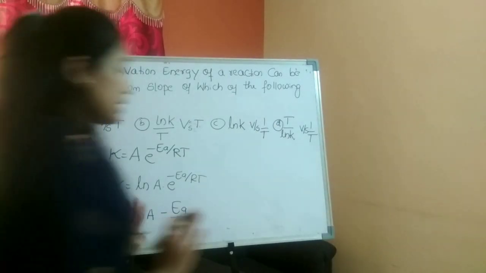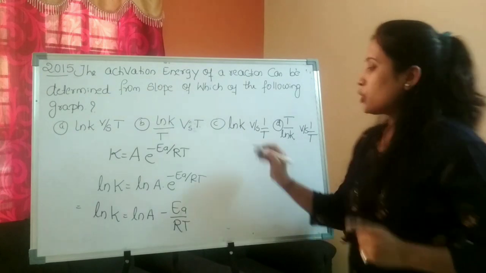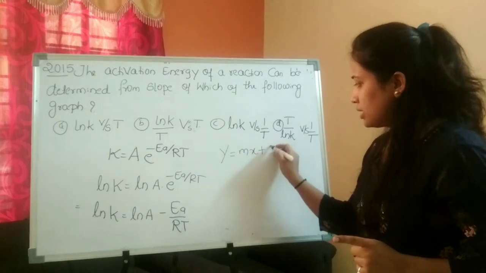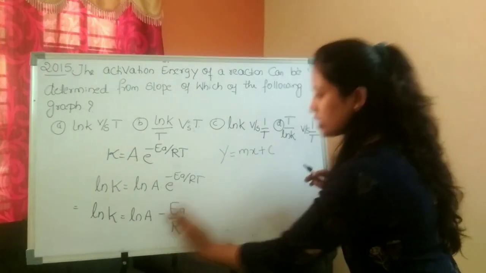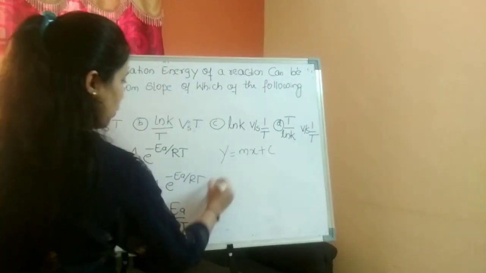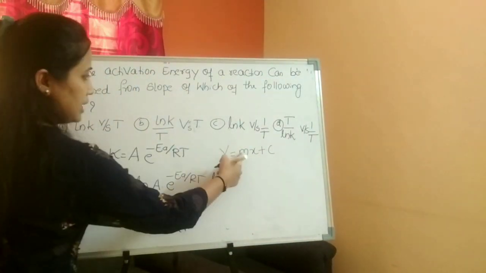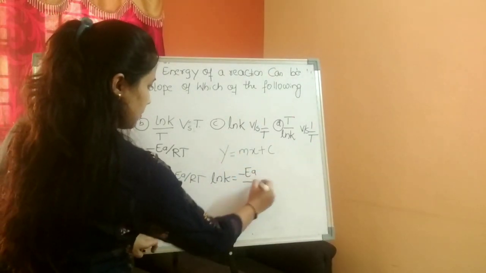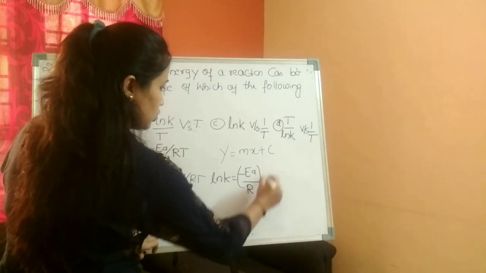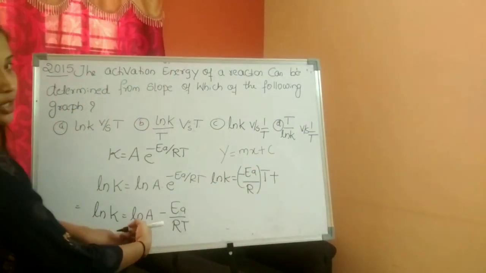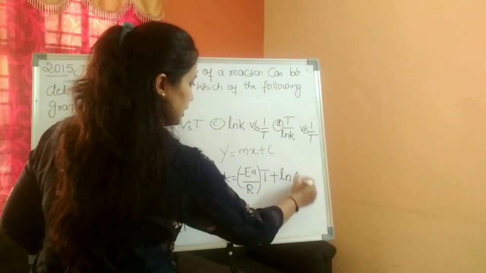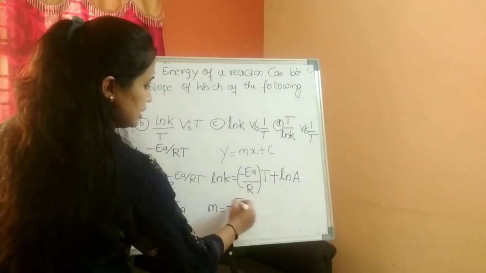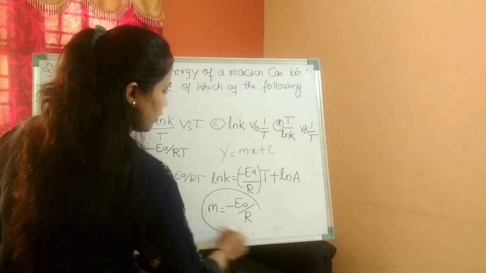Okay. Now compare this equation with the equation of a straight line. What do we have for the equation of a straight line? y is equal to mx plus c. So just arrange the equation in this form. In the place of y we have ln K, and mx is minus EA by R into 1 by T, where m is the slope, plus c, which is a constant, that is ln A. So what is the slope value then? m is equal to minus EA by R. This is the slope value we are getting.